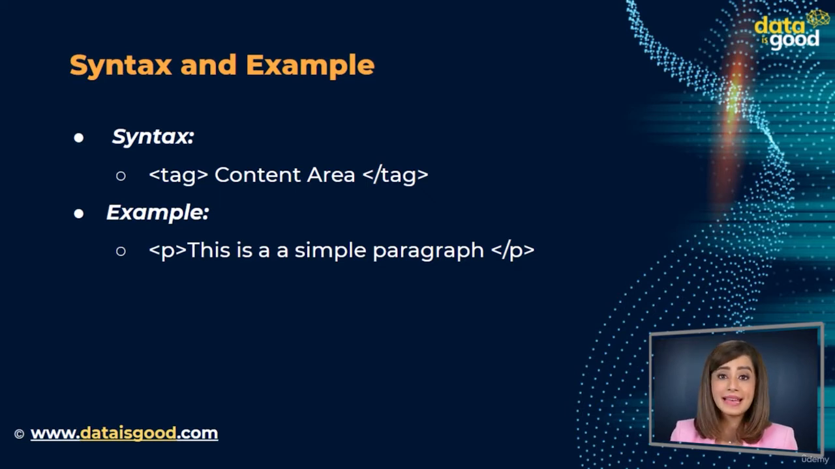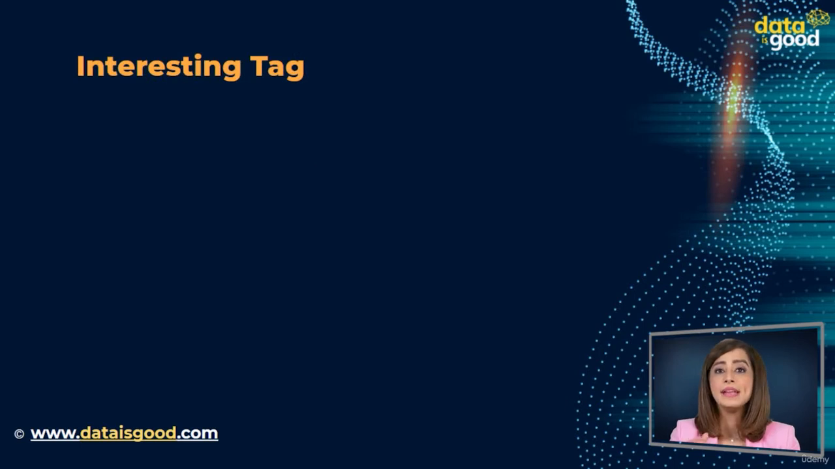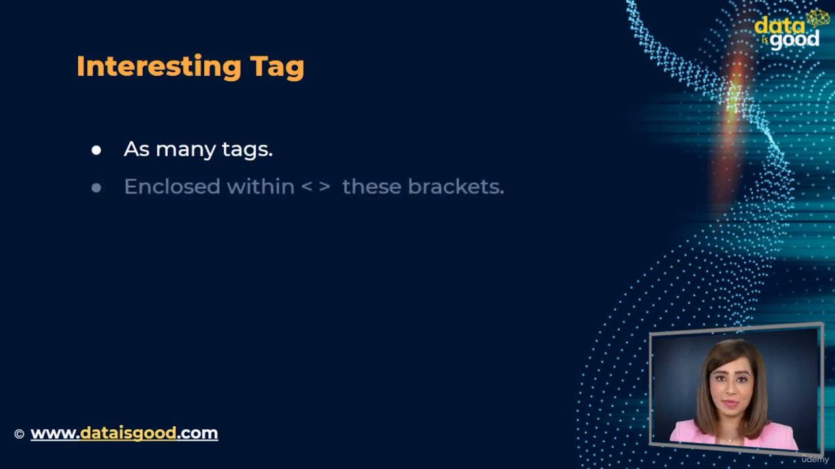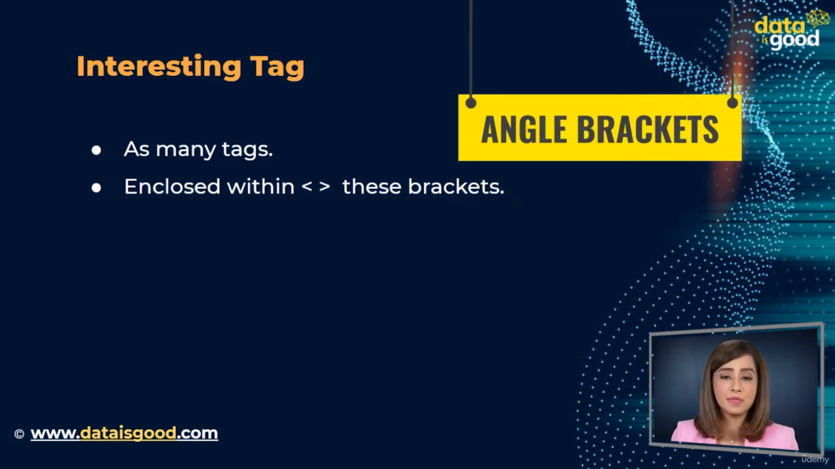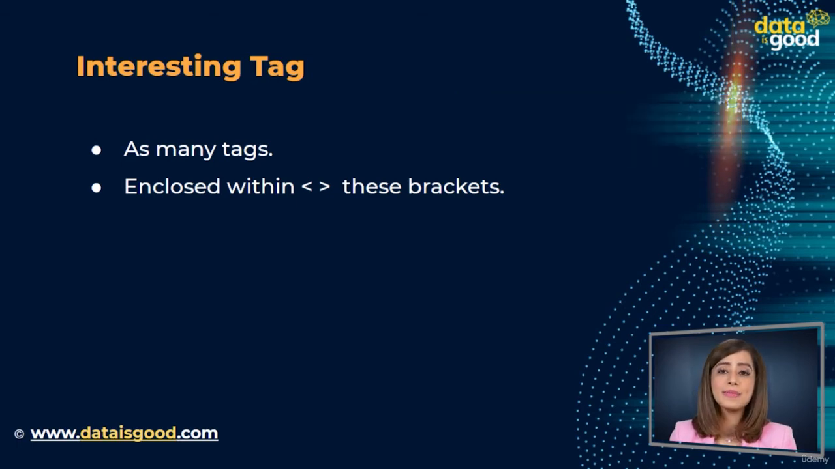Here p is an HTML tag that stands for paragraph. You can see opening and closing tags and text content between the opening and closing p tags. Now here's an interesting fact. We can use as many tags as we want in our HTML document. But one thing we need to keep in mind is that all HTML tags must be enclosed within these brackets, also called angle brackets. You will be using them a lot.